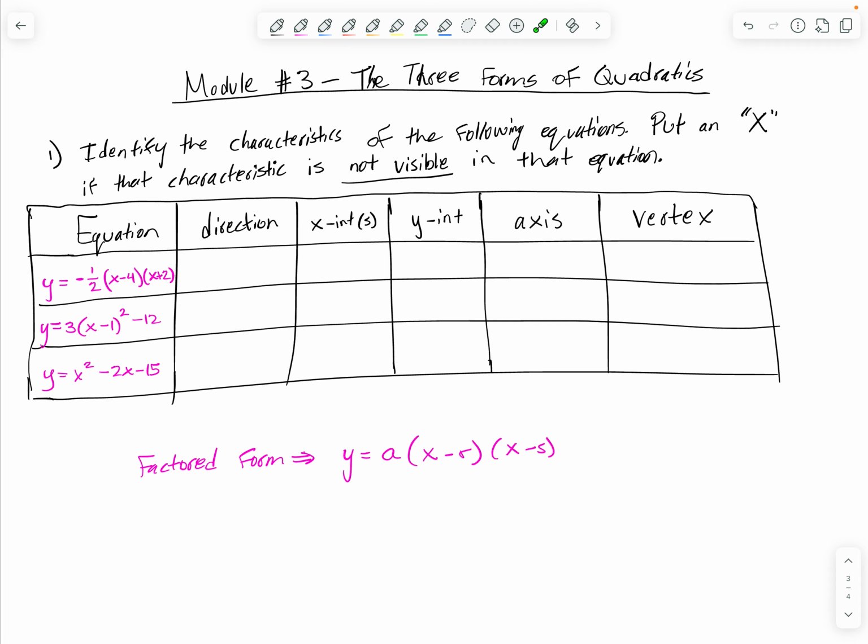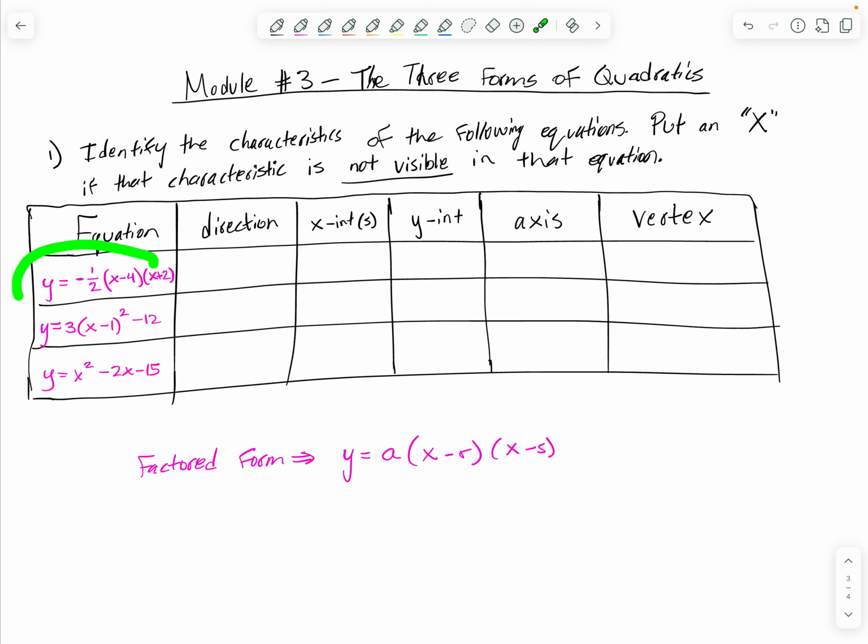We know that this is factored form because it looks like that. Here I can see the a is -1, the r value is 4, and the s value is -2. I know this is a +2, but the actual zero is going to be -2 because that's what makes this bracket 0. What makes this other term 0 is 4, because x minus 4 is what I have here. Okay. All right.